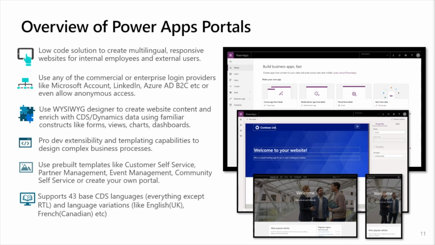You can leverage the Portal Studio, which has the WYSIWYG designer, which you can use to create website content, and you can bring in data from Dynamics, that is your Common Data Service data, using some of the familiar constructs like the forms, views, charts, dashboards, which you might already be familiar with from the model-driven app session previously. Portals also has a pro-dev extensibility element, and there are existing templating capabilities in case you want to design some complex business processes.